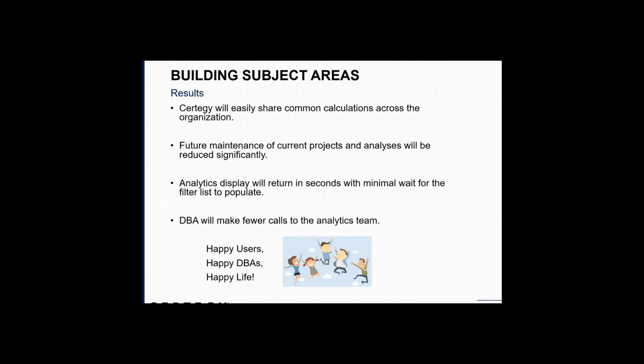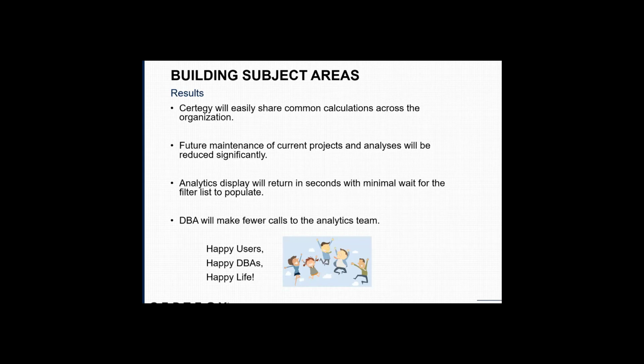So if we look at it, what the results were is Certity ended up with more common calculations that they can share, and they are defined in one place, so it should be standard across the organization. The future maintenance is not going to be as much since we're not hard coding things within the project. But the big difference is people are able to pull reports, pull these analyses off of this proof of concept, and get the data back fairly quickly.